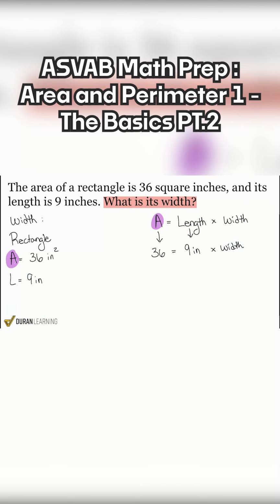And here we go. What operation are we going to perform to both sides to get the width by itself? Perfect. Yeah, we're going to divide. So with that, everybody, we're going to divide both sides here by that 9. Nice and easy. And so with that, the 9 cancels out on the right side. 36 divided by 9. What do we get? Yeah, it's going to be 4 inches.